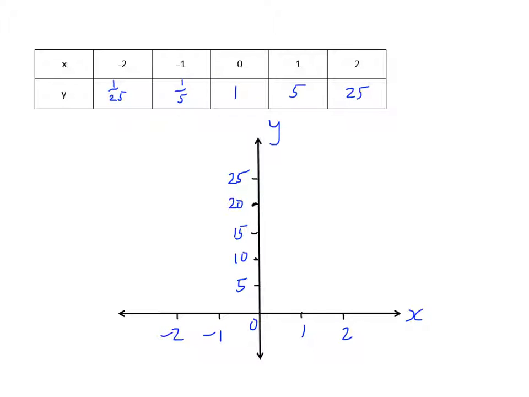Now the first 3 points are difficult to sketch. They're very close to 0, but not quite 0. So the first one at negative 2 is 0.04, so it's very close to the x-axis there, and so is the next one, and even the third one. But then it starts to increase. At x equals 1, the y value is 5, and at x equals 2, the y value is 25.